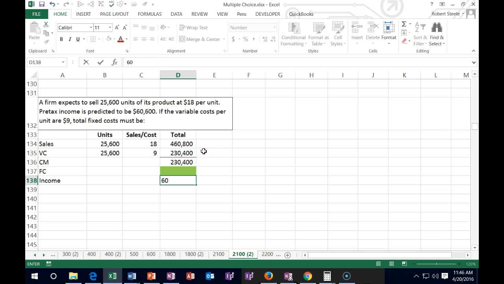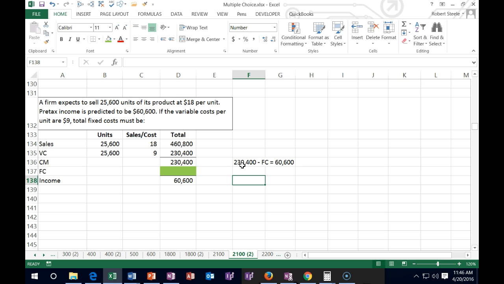It's going to be 60,600. So we got to say, okay, this minus this is going to equal that. And obviously, again, that's going to be a subtraction problem. You can kind of see it. You can say, well, if this minus this is going to equal that, then I got to subtract. It's got to be the difference between this and that. You could write that down algebraically. 230,400 minus something, which in this case is fixed cost, that's our unknown, equals the 60,600. So we can see it algebraically.